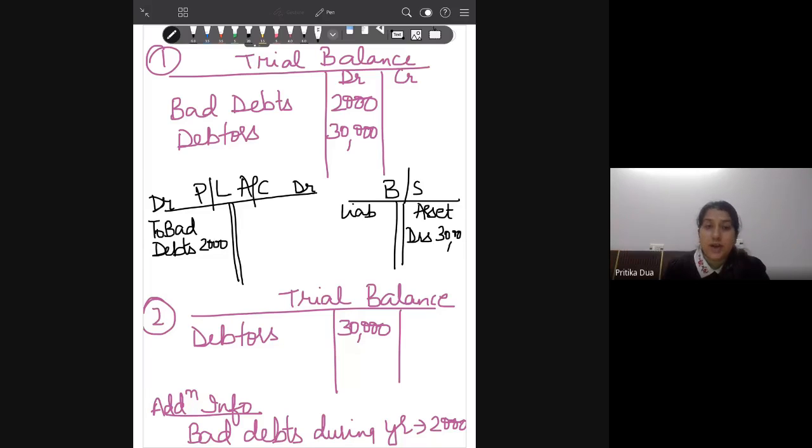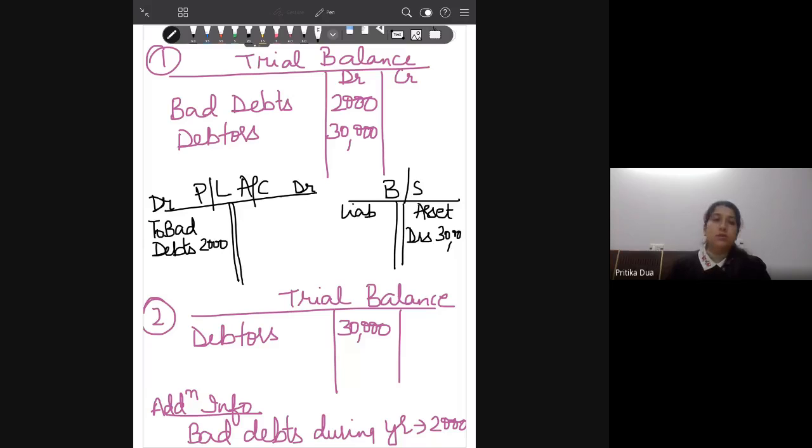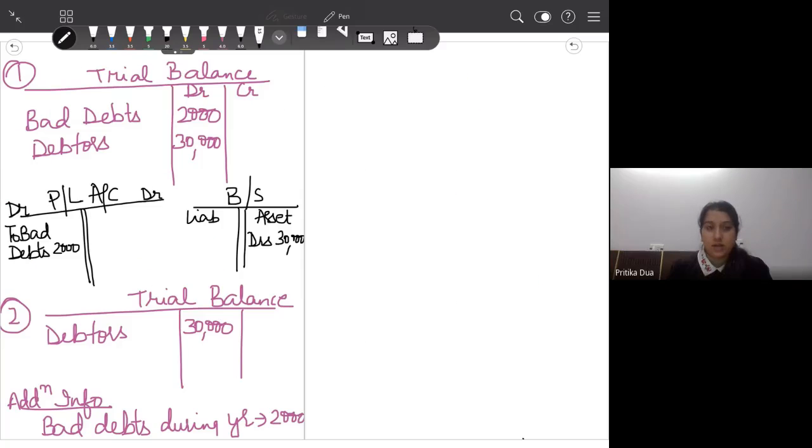The other way in which bad debts can be given in the question are as shown in the second example. In the trial balance, you are given debtors as 30,000, and then additional information is given that the bad debts during the year are rupees 2,000. So now how do we treat the adjustment in this case?